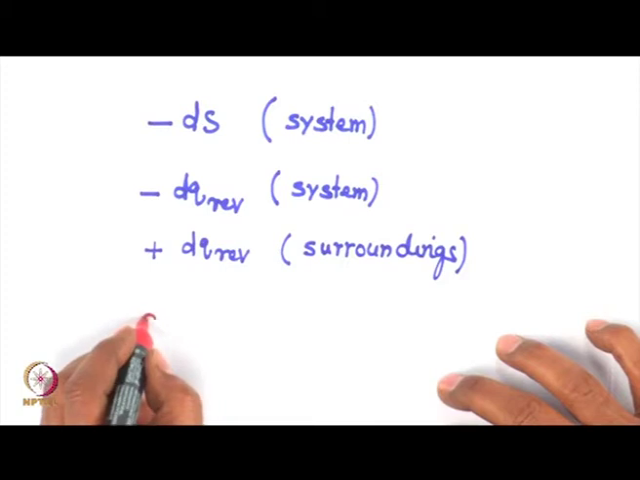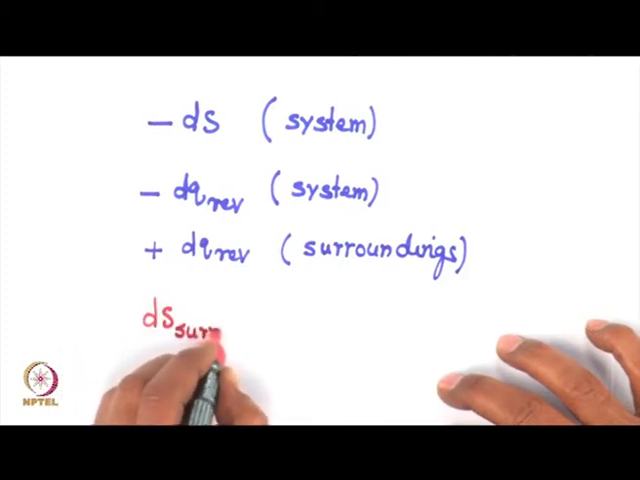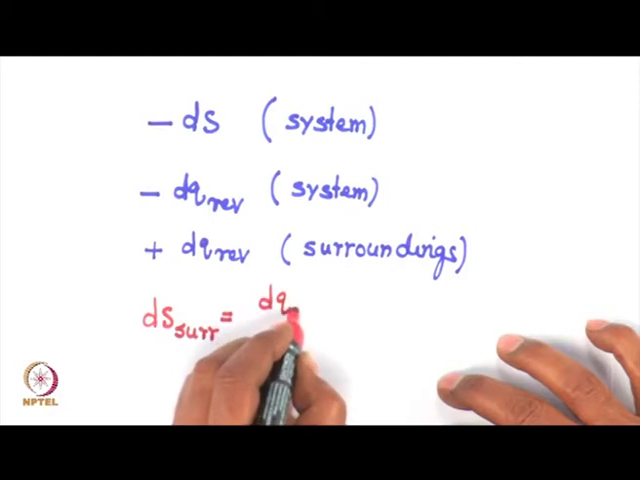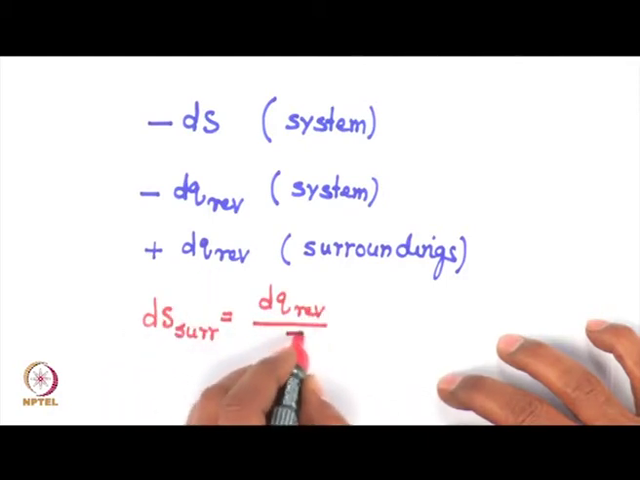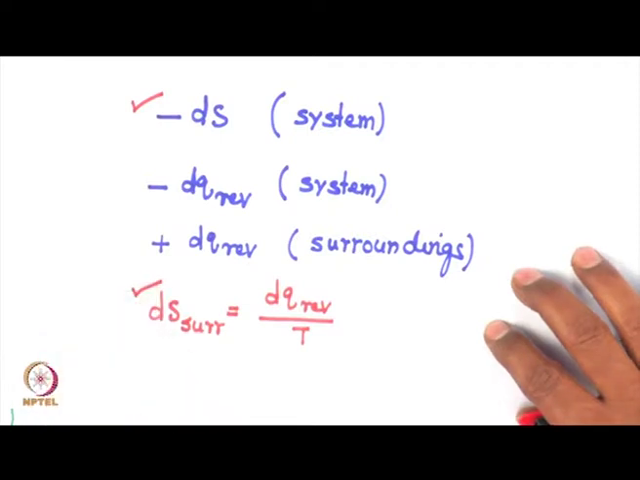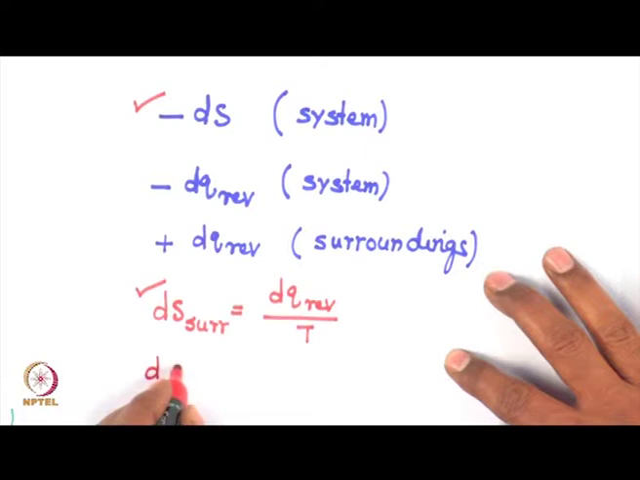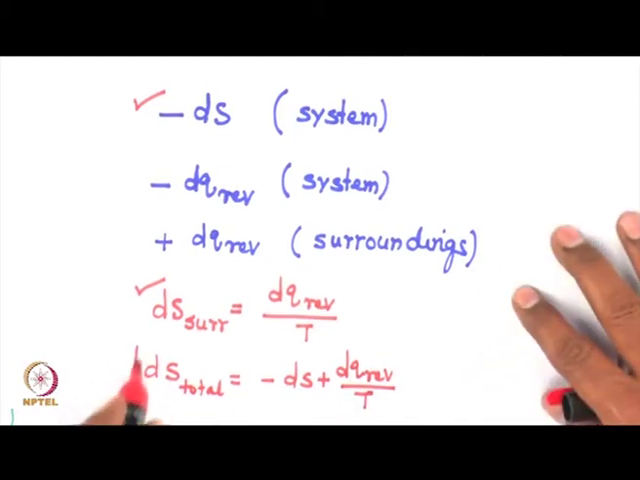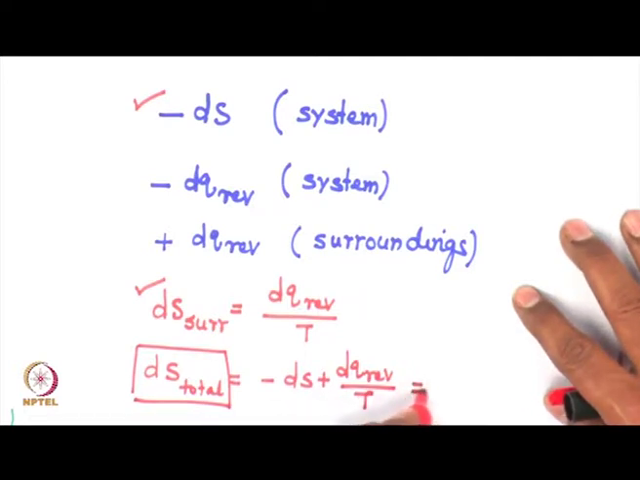Now, the entropy change in the surroundings. Remember, we just discussed today, it is the actual amount of heat transferred. The actual amount of heat transferred here is dq reversible divided by the temperature. This is the entropy change in the system. This is the entropy change in the surroundings. The total entropy change, ds total, will be this plus this, which is minus ds plus dq reversible by T. And since the process is reversible, we discussed that reversible processes do not generate entropy. This has to be equal to 0.